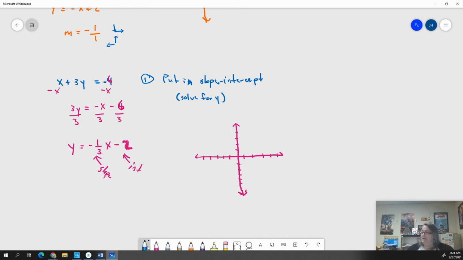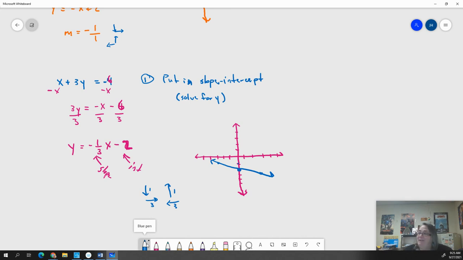So my intercept means that I have a point at -2 on the y-axis. My slope means I have -1/3. It means I can go down 1 and over 3, or I can go up 1 and in this direction 3. Doesn't matter. We can do one or we can do both. Let's start with up 1 and over this way 3. Or we could try down 1 and over this way 3. Doesn't matter a whole lot, right? Because they all will fall on the same line.